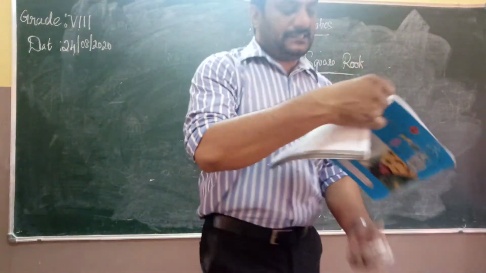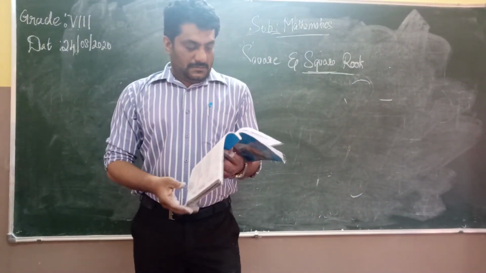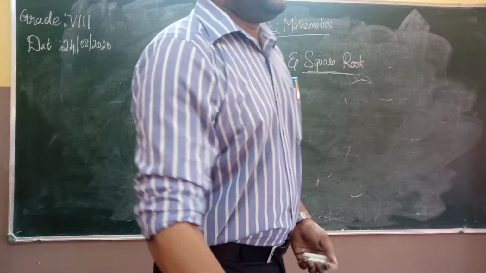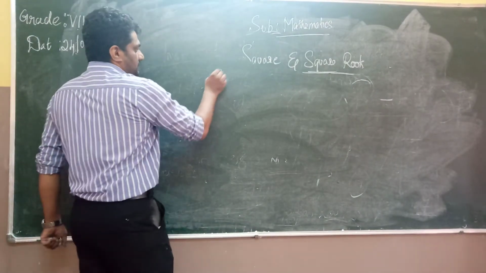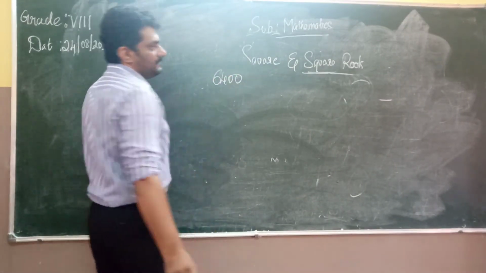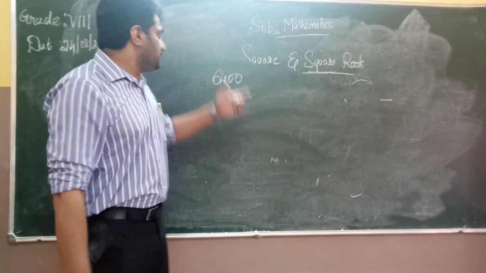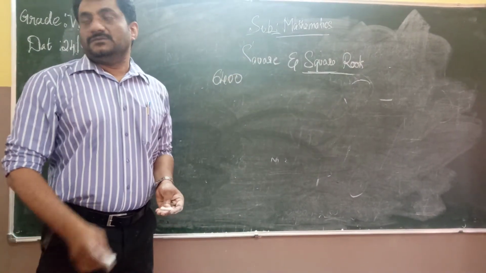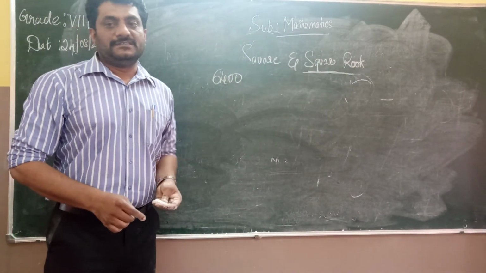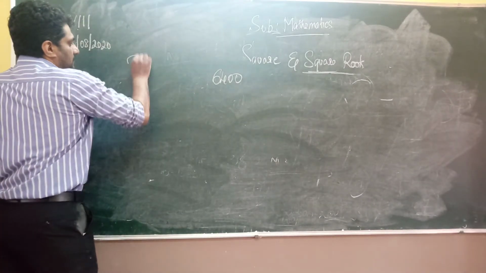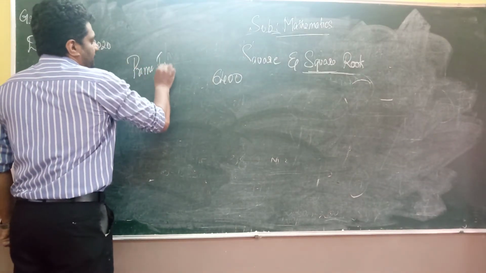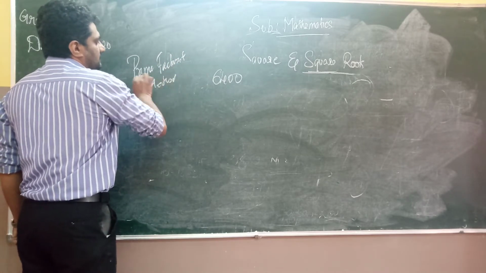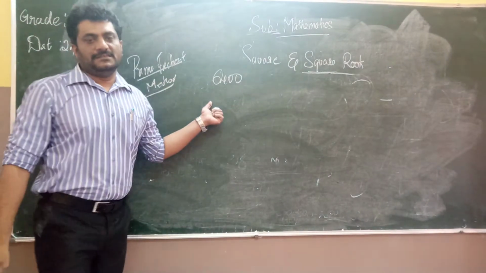Let's see what we have next. Now if you have a big number, for example 6400, can I do repeated subtraction for this? It will take a complete board and a huge number of steps. So there is one more method for this. The method is prime factorization.